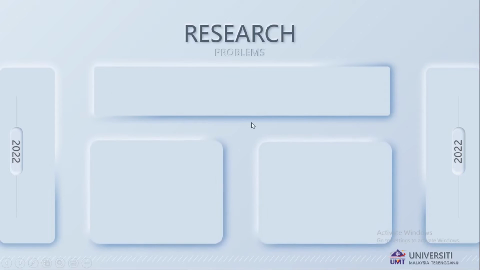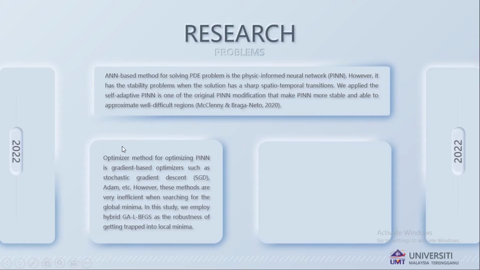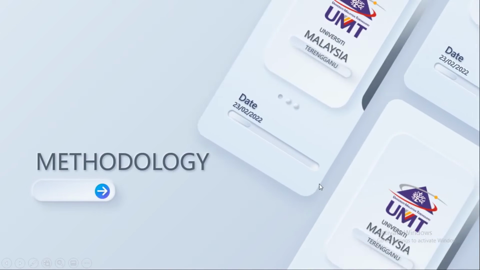In this project, we hybrid ANN-based method called Self-Adaptive Physics-Informed Neural Network or SA-PINN with the genetics algorithm and L-BFGS optimizer to form a new neural self-computing called SA-PINN-GA-LBFGS. Let's have a look at how our method works for solving the PDE.